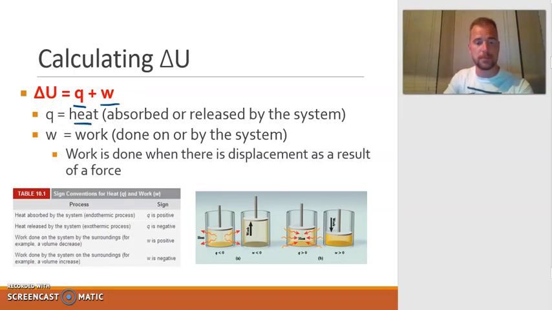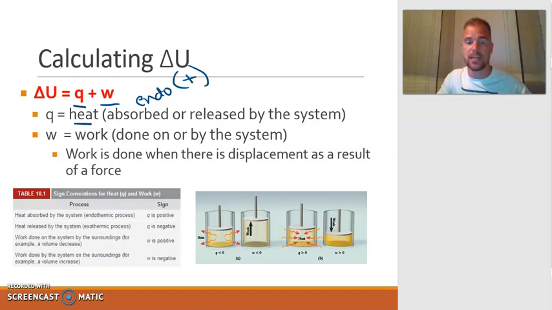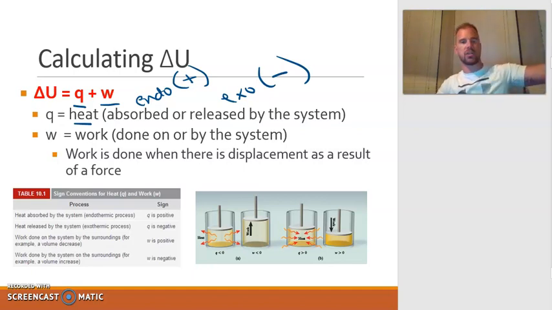Reminder, Q is heat, okay? This one's usually easy for students. If the system is absorbing thermal energy, remember, that's known as an endothermic reaction. Endothermic. And that means the value of heat is going to be positive because the system is gaining that energy. But if the system is releasing heat, that's the exothermic process, Q, or heat, is going to be negative because it's getting rid of that energy, right? It's releasing it. So that one's easy for students.